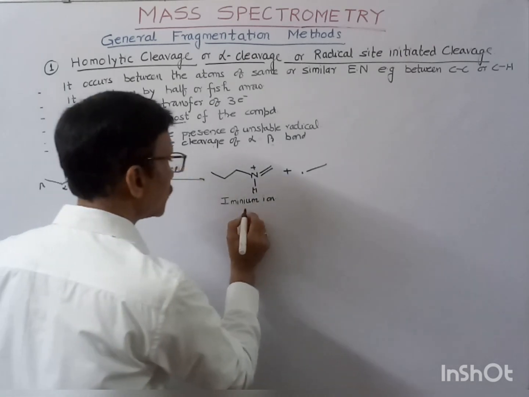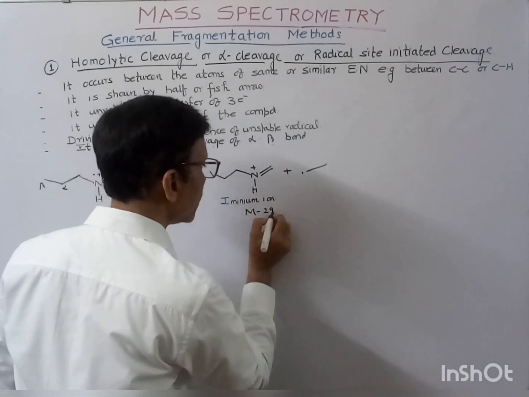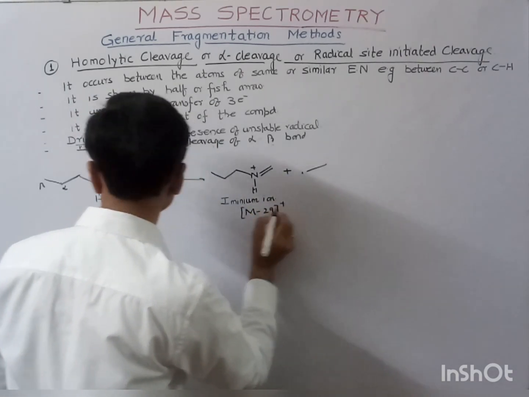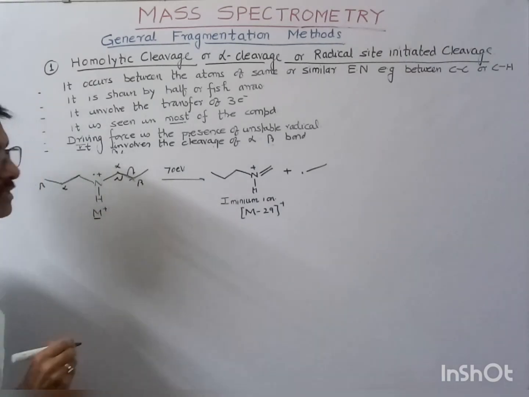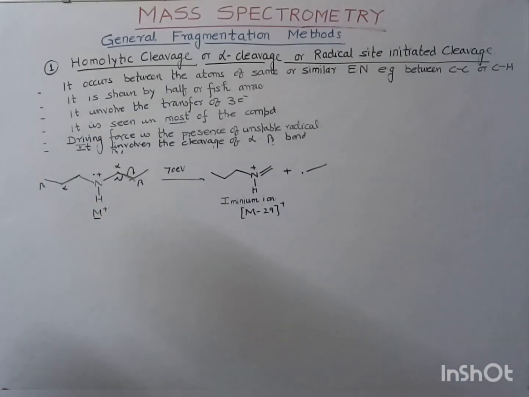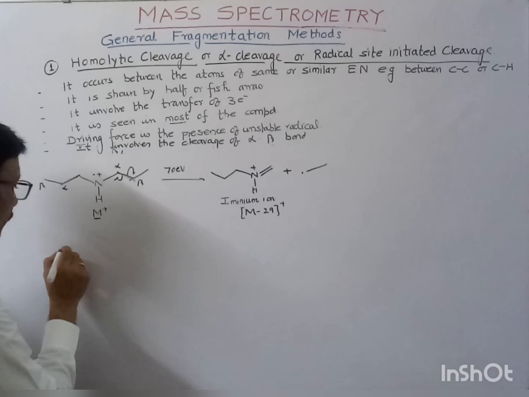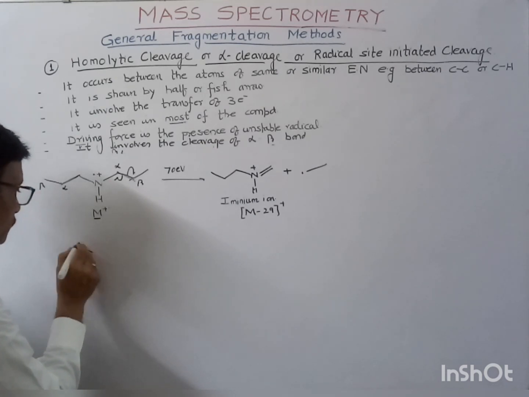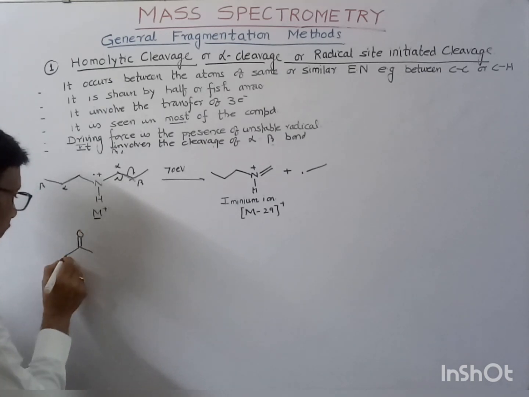And again here you will get the M minus 29 peak appear in this case. This is the M peak, and another peak that may appear at M minus 29. Now suppose I take the example of aldehyde. We take the example of aldehyde.